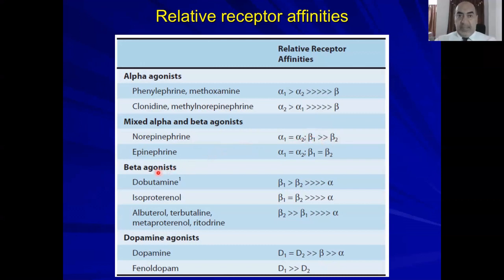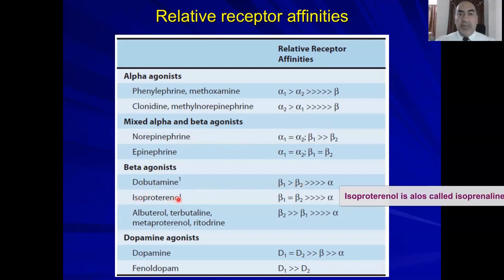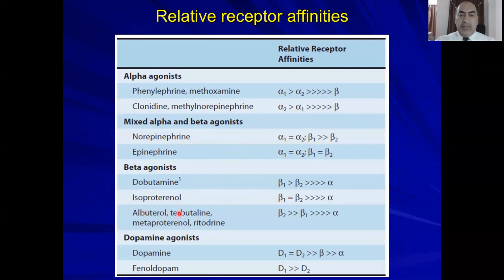Beta agonists. Number one, beta 1. The selective agonist is dobutamine, acting on beta 1 more than beta 2. Isoproterenol, also called isoprenaline, please remember this fact, is non-selective on beta 1, 2, and 3. The anti-asthma drugs, including albuterol, terbutaline, salbutamol, activate beta 2 more.